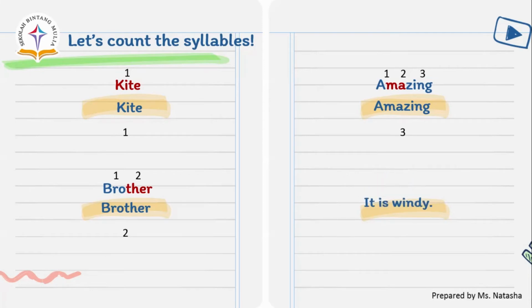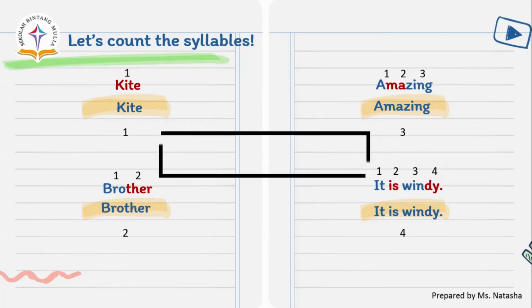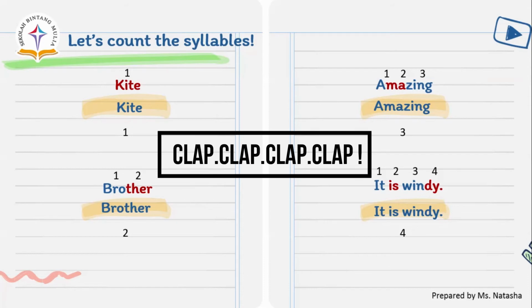Next, we have this. Can you read that? Please read that aloud. It is windy. How many syllables do we have there? That's not a word. That's a whole sentence right there. But we still can count the syllables. How many? You're right, four. Let's count together. Get your hands ready. Here we go. It is windy. 1, 2, 3, 4. Yay!